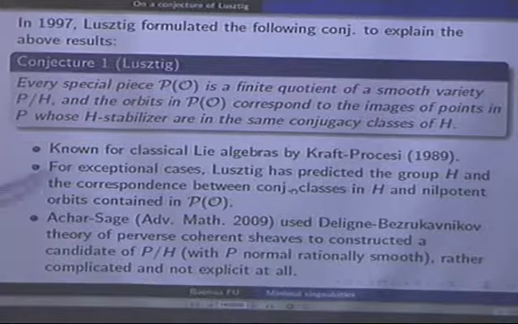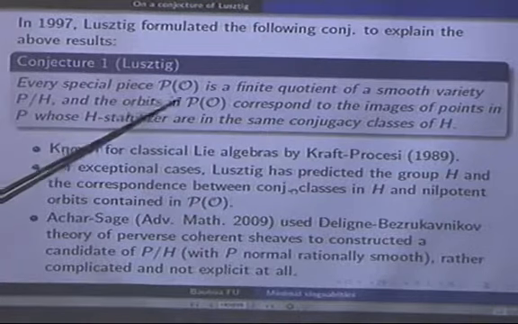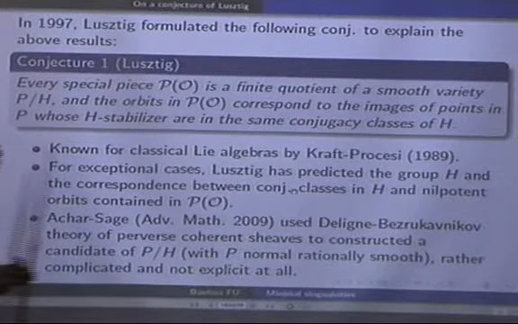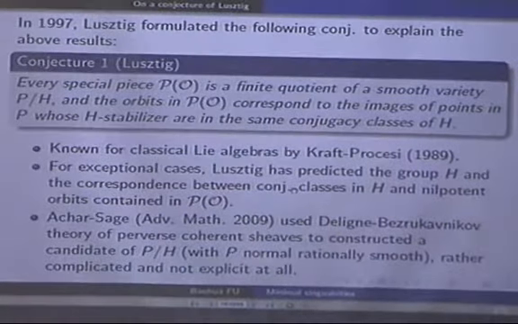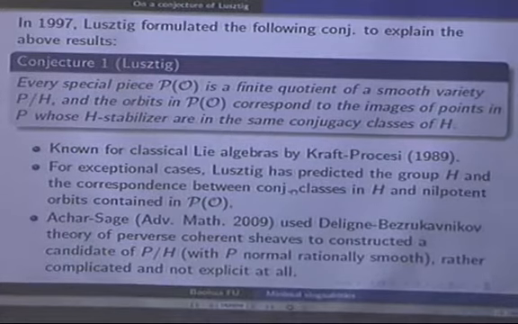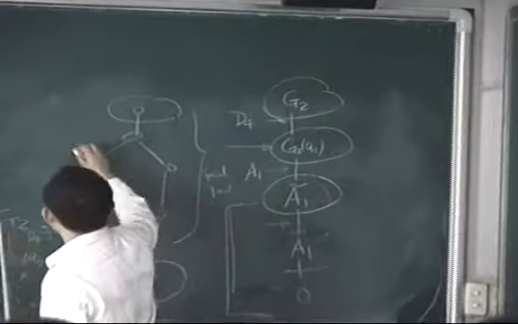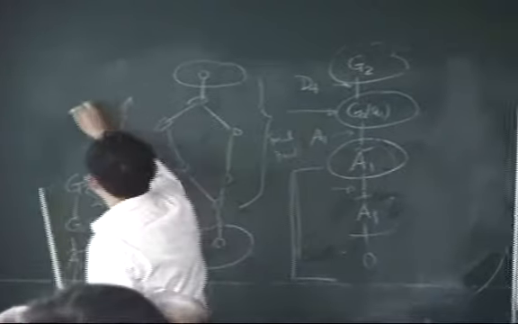So our viewpoint is different. What we did in our paper is that we do not consider the special piece itself, but what we consider is just the transverse slice instead of a special piece. So this is a special piece. You take a transverse slice, like this.